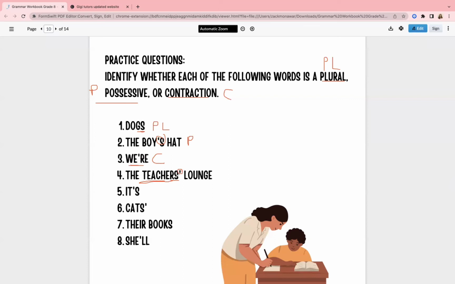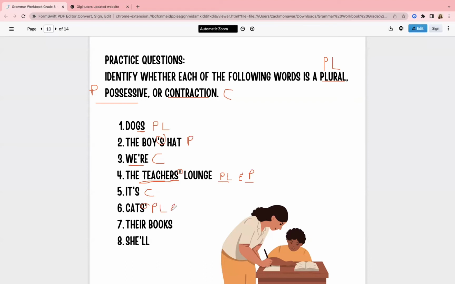4, the teachers' lounge. When it comes after the S, that means that it is more than one teacher and their lounge. So this is plural and possessive, actually, because there's more than one teacher, which makes it plural, and it is possessive. They possess the lounge. Number 5, it's. This is a contraction of it is.